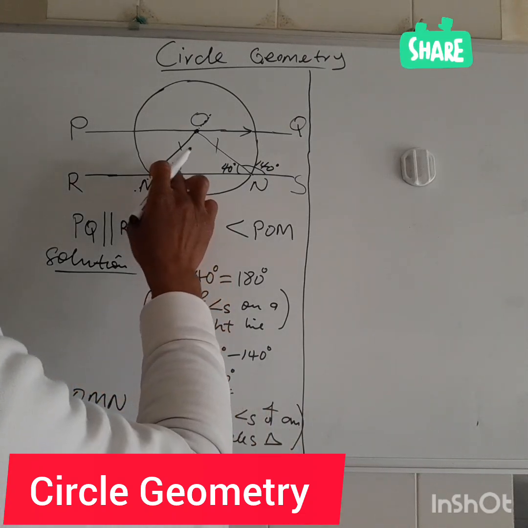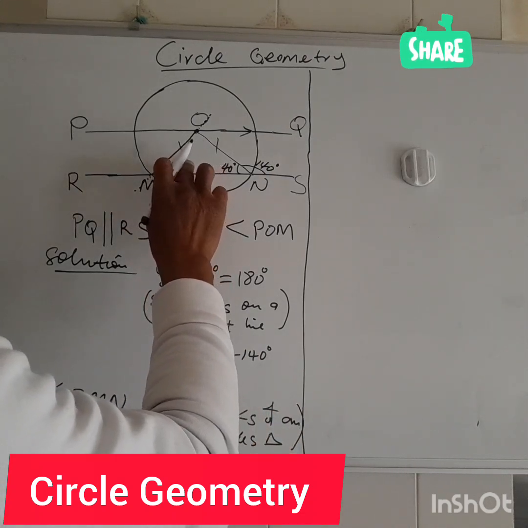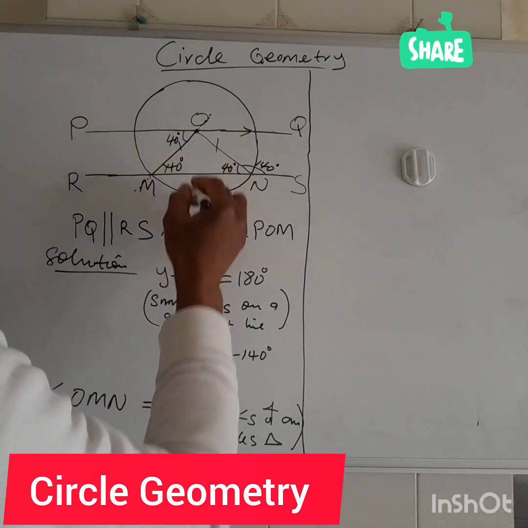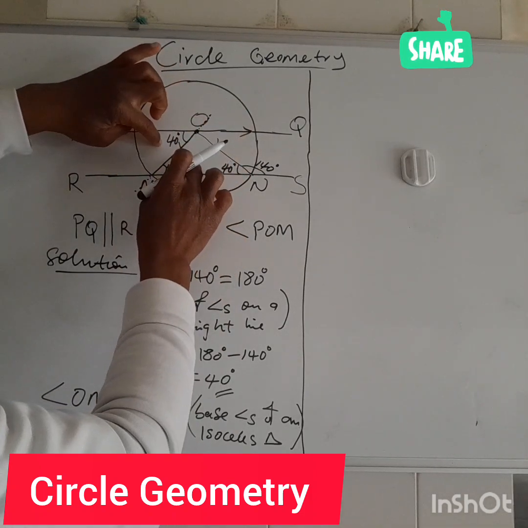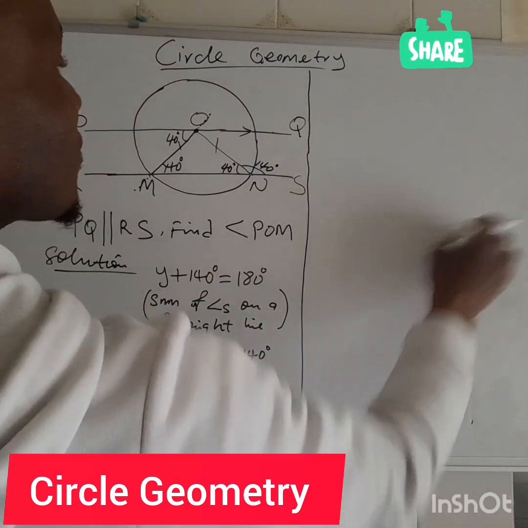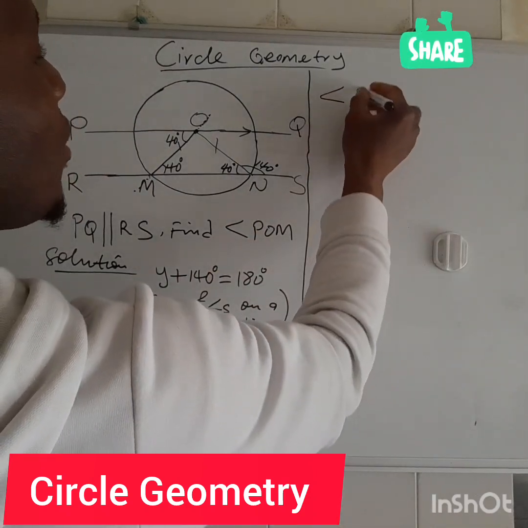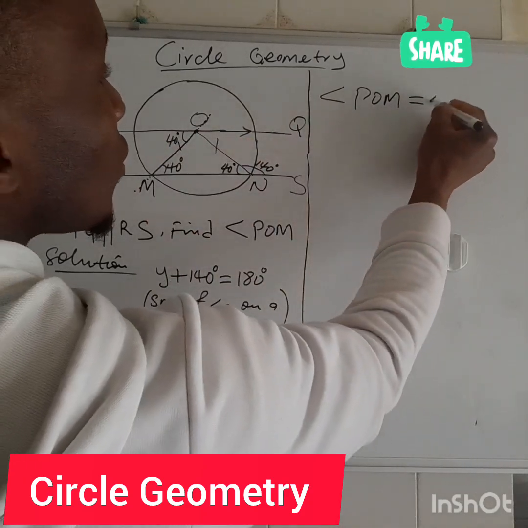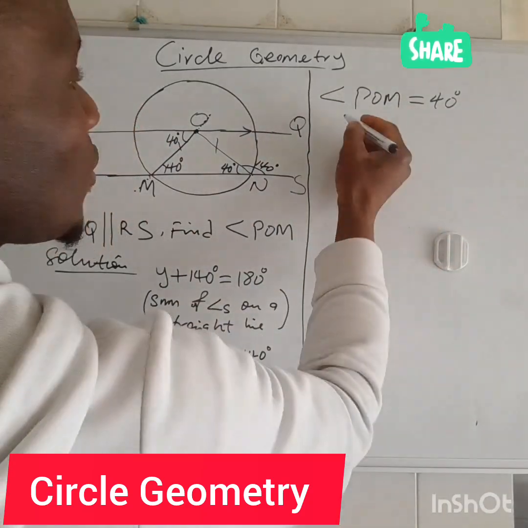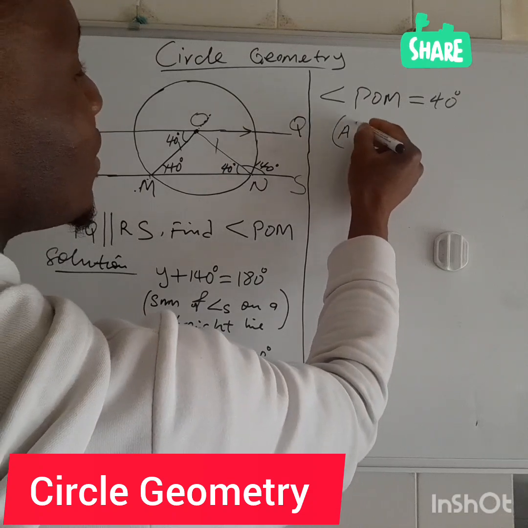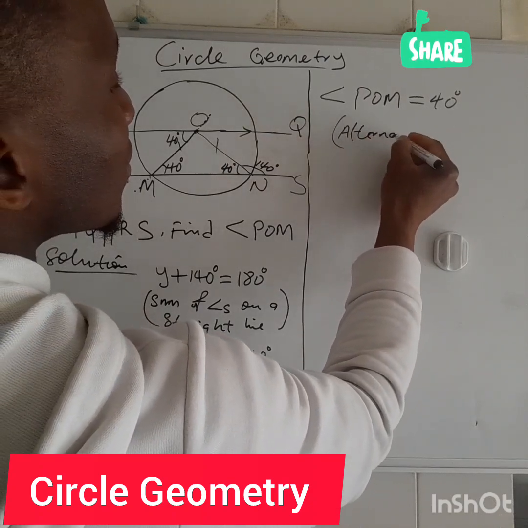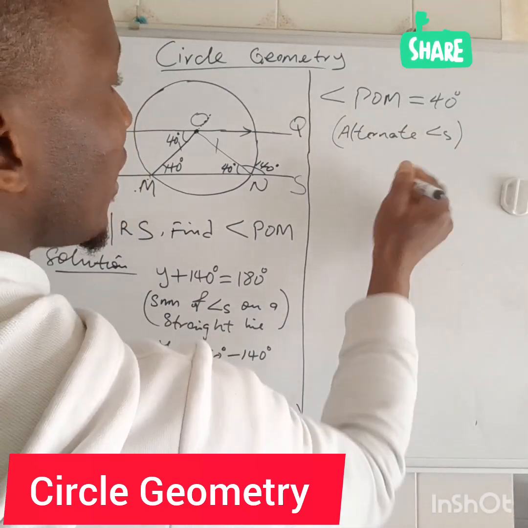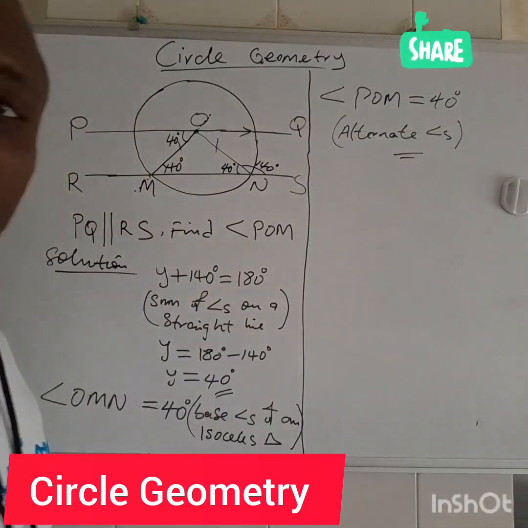So remember that if here is 40, here should also be 40 degrees, because they are alternate angles. So angle POM, which is the required angle, is equal to 40 degrees. What is your reason? Because they are alternate angles. This is the solution to this very problem.